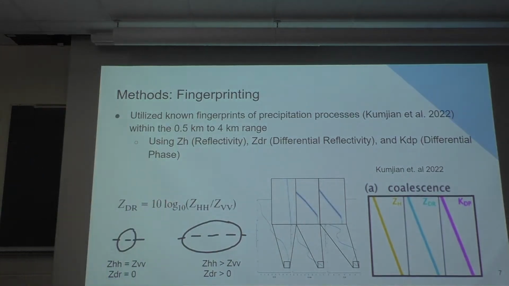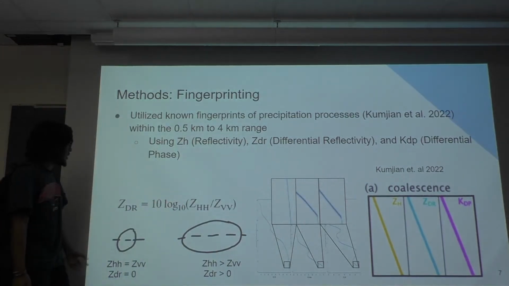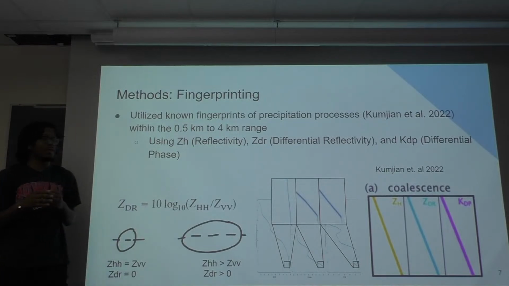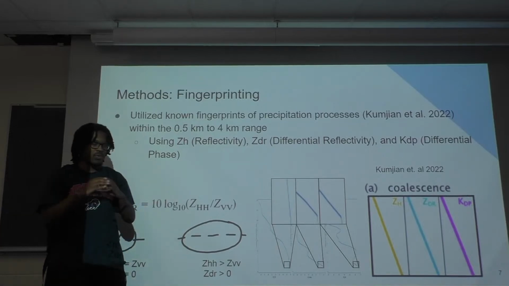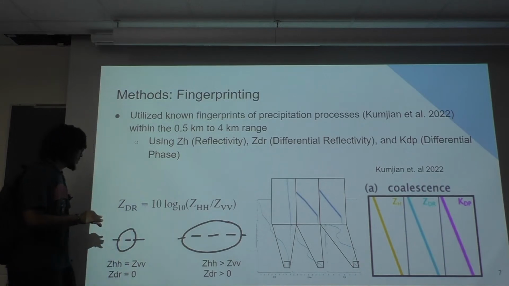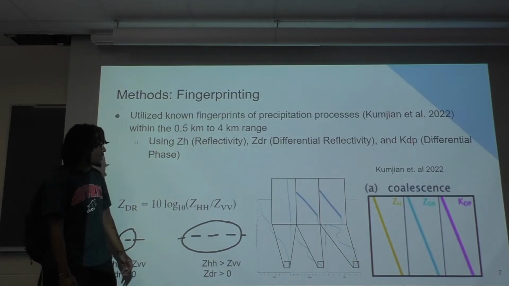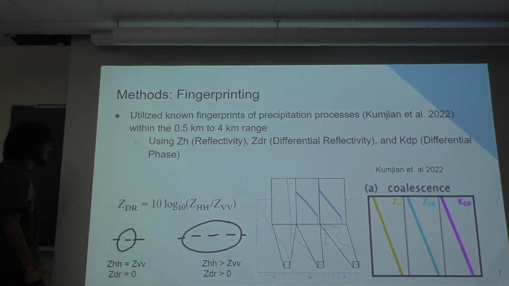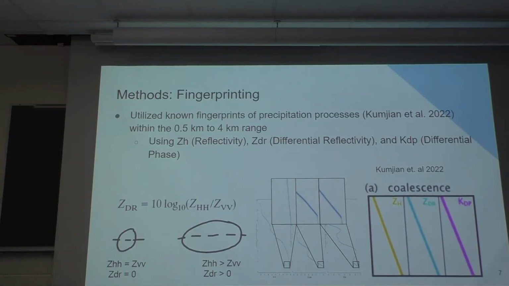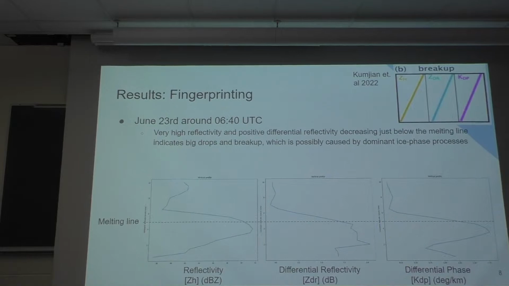And briefly explain these variables. ZH is the reflectivity given by the horizontal size of these raindrops here. As you can see, as it gets larger, it gets more oblate, more flat horizontally, and that increases the differential reflectivity, which is relying on horizontal reflectivity and vertical reflectivity. And to briefly explain differential phase, basically it quantifies the size and concentration of the hydrometeors within that range.